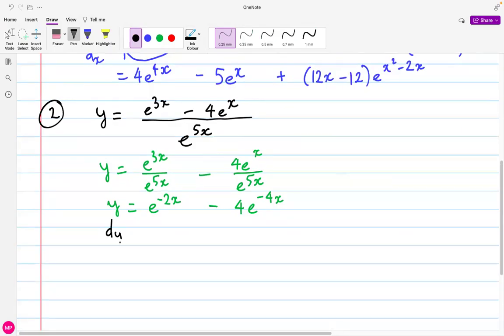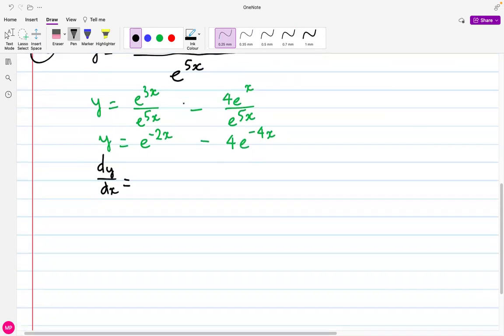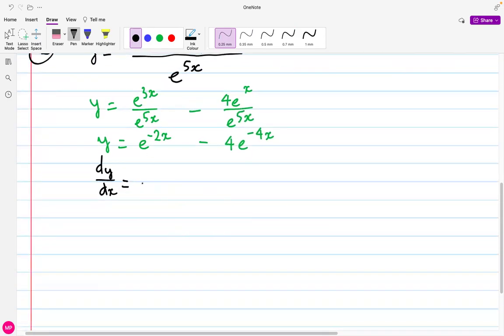derive. So you write dy over dx equals. Then you use a formula here. So a to the power f(x), what does the formula say? That would be a^f(x) times f dash. So I would have e to the power of negative 2x, and then times by the derivative of that, which is negative 2. So move that to the front, that becomes negative 2e^(-2x).